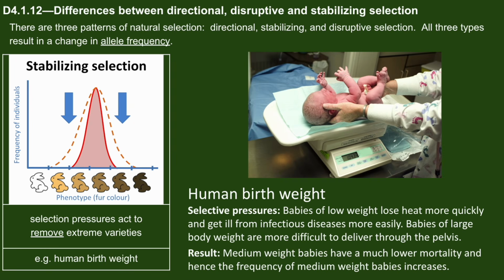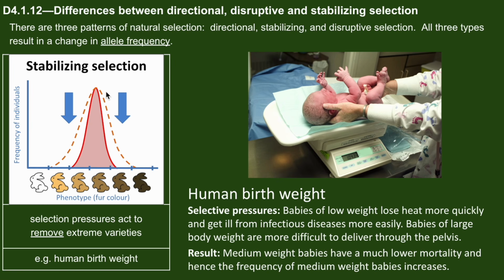Next up, stabilizing selection is when the selective pressure is acting on both of the extremes, and so it removes extreme varieties. Our great example of this is human birth weight, because if the baby is born at too small of a birth weight, it could lose heat too quickly, it could get ill from infectious diseases more easily. On the other end of the spectrum, babies born with a high birth weight are going to be much more difficult to deliver. And so we have stabilizing selection.